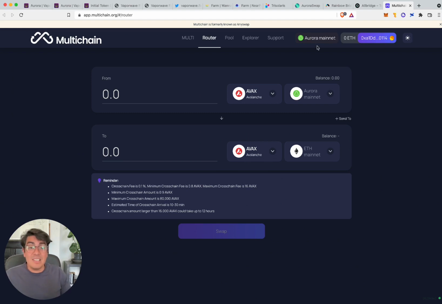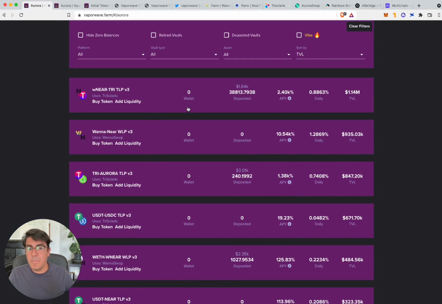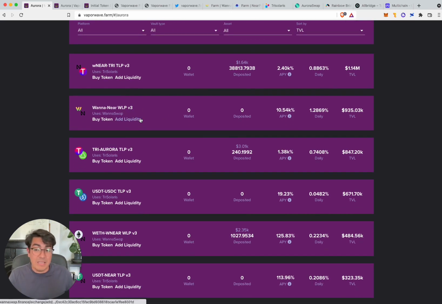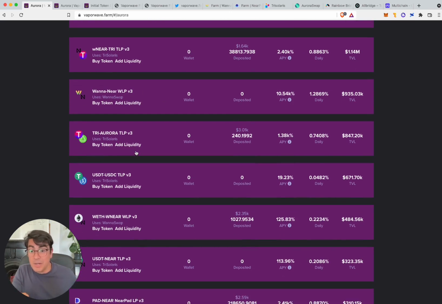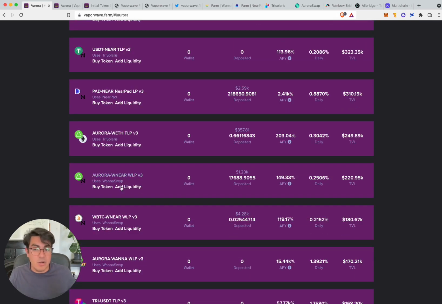Once you have your assets on Aurora mainnet, happy days. The second thing that you have to do is choose which vault you want to participate in. Some people choose by the highest return, which is a valid strategy. I personally like to choose by the actual assets in the pair. I usually choose the ones that I think have the most potential going forward and the ones that I'm interested in accumulating. The Aurora Near pair looks pretty good to me.